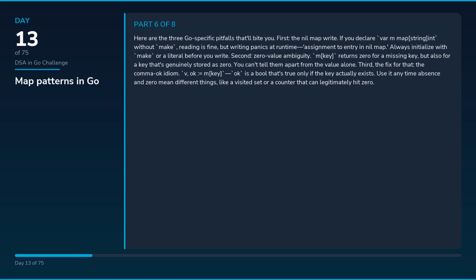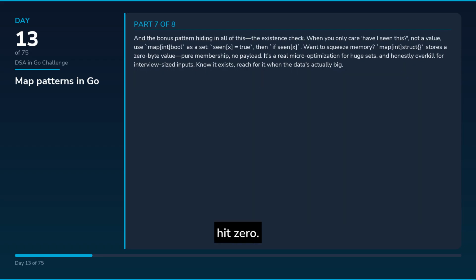Second, zero value ambiguity. m[key] returns 0 for a missing key, but also for a key that's genuinely stored as 0. You can't tell them apart from the value alone. Third, the fix for that, the comma ok idiom. v, ok equals m[key]. ok is a bool that's true only if the key actually exists. Use it anytime absence and 0 mean different things, like a visited set or a counter that can legitimately hit 0.